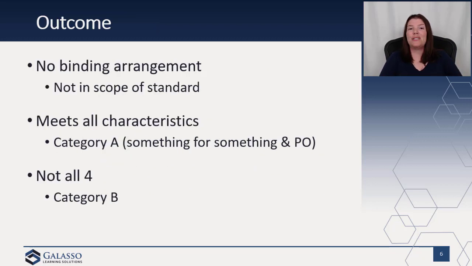If we answered no, there's not a binding arrangement, then as I mentioned, we're not in the scope of the standard. If we say yes in terms of all 4 questions, then we would call this a category A, or a something for something that also has a performance obligation, borrowing that terminology from FASB. Now, it's not an exact definition, right? So again, FASB uses this concept of a contract, whereas we're going to talk about a binding arrangement, but that concept of being a distinct good or service is going to carry over from those FASB standards. If we don't say yes to all 4, then we would consider it to be what we call a category B type of transaction. And here we're going to see some reminiscence of the old non-exchange, but not exactly.